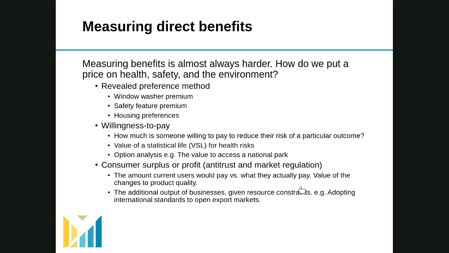One example is we can look at window washers. There are window washers that work on the 50th floor of a building, and then there are window washers that work at street level. If you're on the 50th floor of a building, you face a higher risk of injury. So the question is, how much more do I have to pay someone to be a window washer on the 50th floor than on the ground floor? That's one way that we can identify how much people are willing to pay, or in this case, willing to accept an additional risk to their safety or to their health.